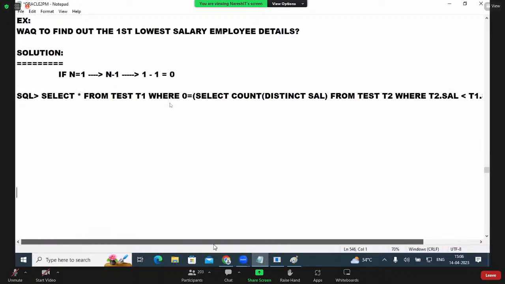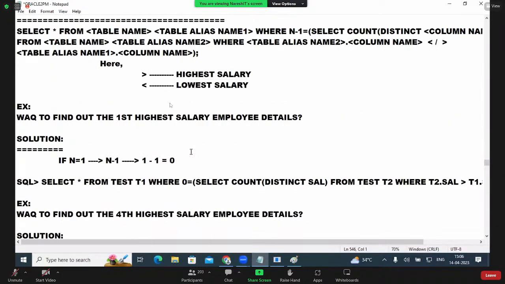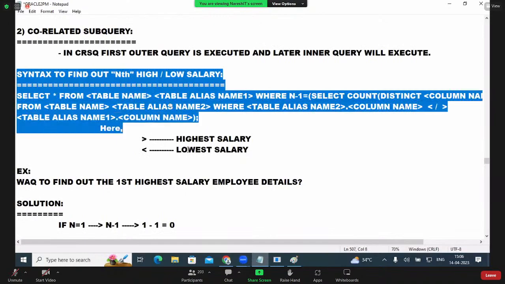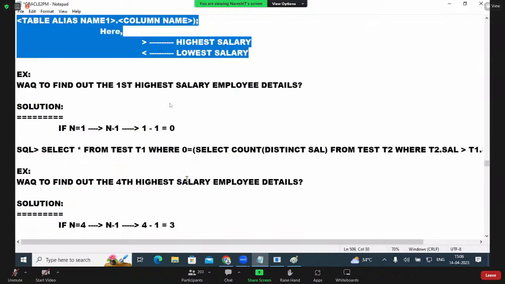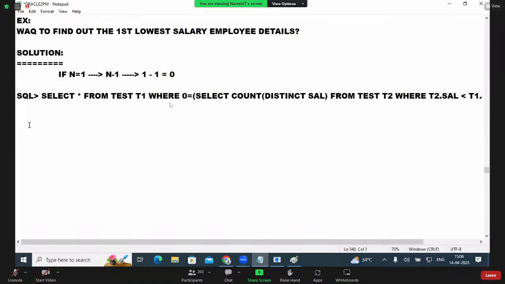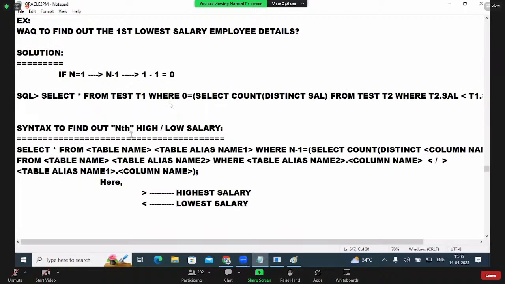Okay, right. So now, same as that, can you find out any nth lowest? Yes or no? Yes. These are nth highest. By using correlated subqueries we can find out the nth level. Syntax to display top n highest or lowest salaries.